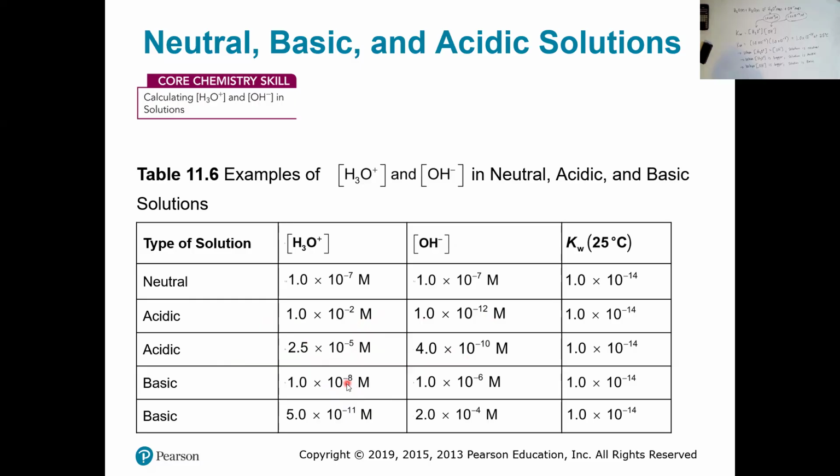For our basic solutions, we have 1 times 10 to the negative 8 for our H3O plus versus 1.0 times 10 to the negative 6 for our hydroxide. So our hydroxide's bigger in this case, which is why it's basic. And then for our last example, we have 5 times 10 to the negative 11 versus 2 times 10 to the negative 4. 2 times 10 to the negative 4 is definitely the bigger number. So our hydroxide is bigger in this case. So it's going to be a basic solution.